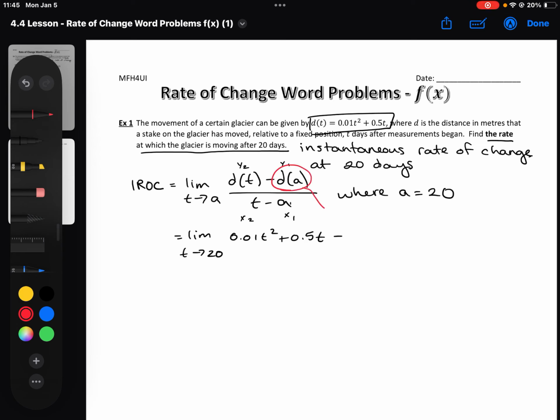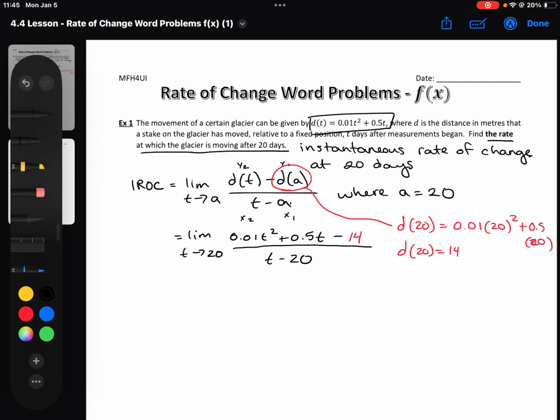So let's take a minute, we'll do that off to the side. So we're going to substitute in 20, which means that we put in 20 wherever we see that t in the function. 20 times 0.5. And when I evaluate this, I get that d at 20 is equal to 14. So then the second piece on the top of my formula, I'm going to take away 14. On the bottom, I've got t minus 20 because that is t minus a.